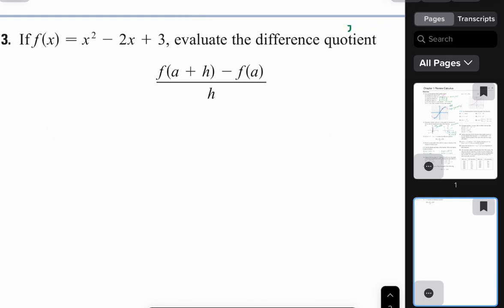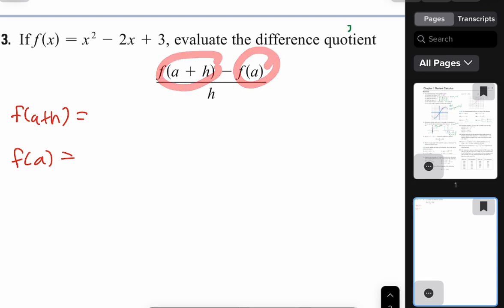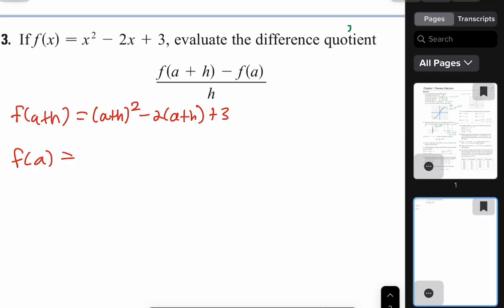So what I would do if I were the student taking this is I would calculate A plus H. I would calculate A, and then I would put them in the correct location in the formula. So that's probably the best way to handle that part of things. If you plug in A plus H, that's A plus H squared minus 2 times A plus H plus 3.